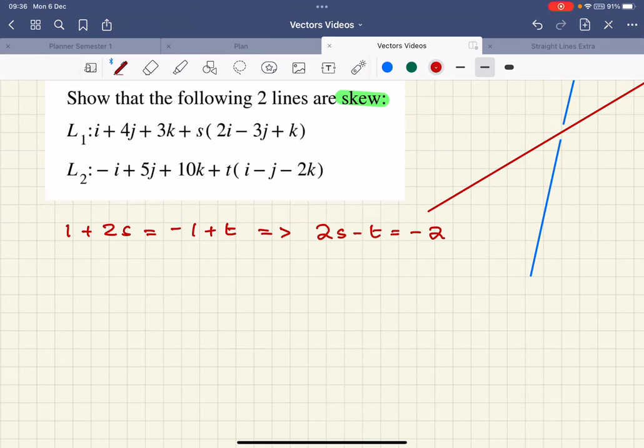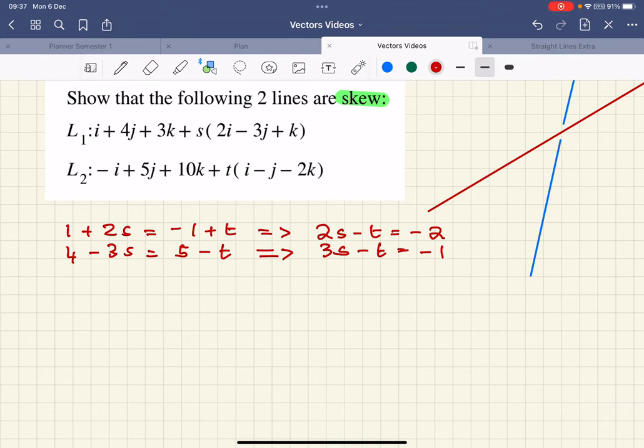And we'll do the same for y. So we've got 4 minus 3s equal to 5 minus t. Let's rearrange that. So that will give me 3s minus t, and that gives me minus 1.